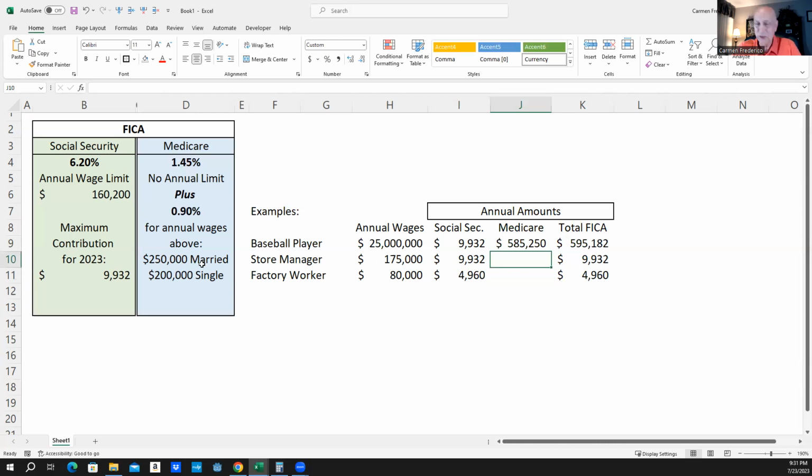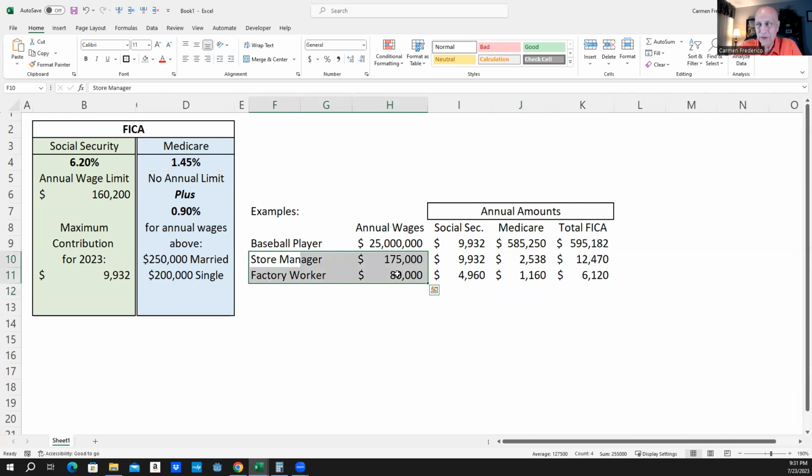The store manager is just going to pay, because he's not over the $250,000. Let's assume the store manager is married. So what they're going to pay is the $175,000, and there's no cap, times 1.45%, or $2,538. And then the factory worker making $80,000 a year would pay 80,000 times 1.45%. So you see, the store manager and the factory worker are just paying up to 1.45% on their total wages, because they're not over the annual wage limits before you start paying additional Medicare.